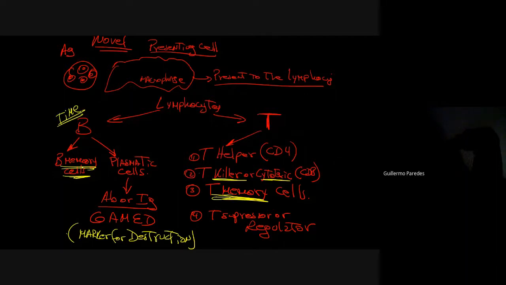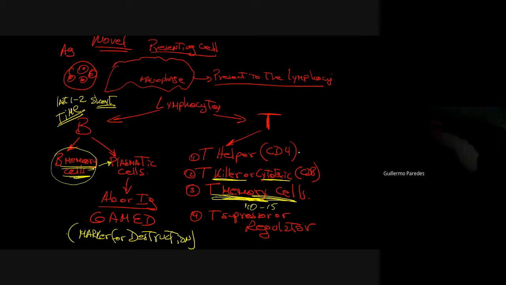These memory cells are going to communicate with the plasmatic cells that are going to produce these antibodies. They are going to keep a memory. This memory is going to last, depending, one year, two years. It's a short period of time. But if you have the T memory cells developed, they're going to last up to 10, 15 years. So you have a boost every 10 years, 15 years. It's a lot, and sometimes for life.